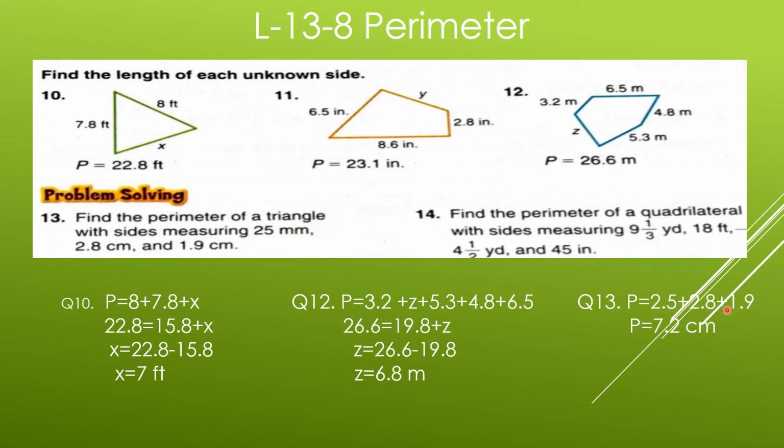Then you can add 2.5, 2.8 and 1.7. Then you add, what is the answer? 7.2 centimeter. The perimeter of a triangle is 7.2 centimeter. I think you understand the lesson. It's easy.